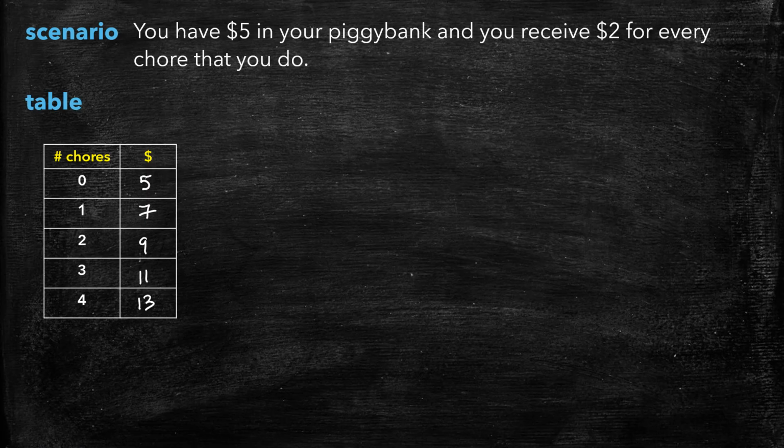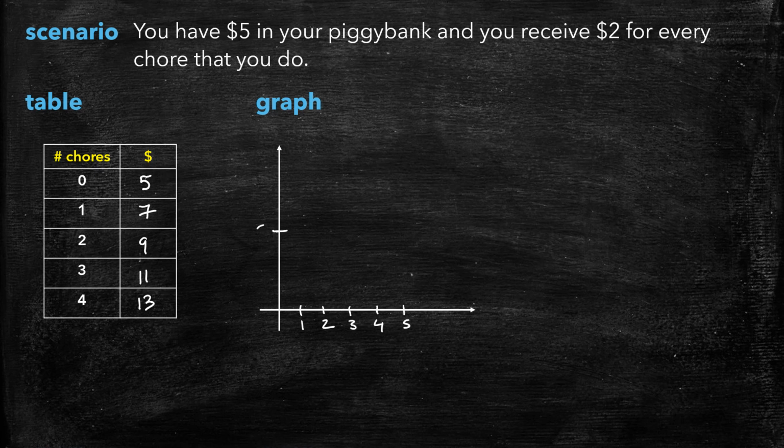All right, let's have a look now at this in a graph. So here we go, a set of axes, and if I just roughly scale the x-axis, and maybe this is the y-axis. When we do no chores, we have $5, that's this one here. One chore, $7, 2 chores, 9, 3 chores, 11, 4 chores, 13. And we can see that indeed it does create a straight line.